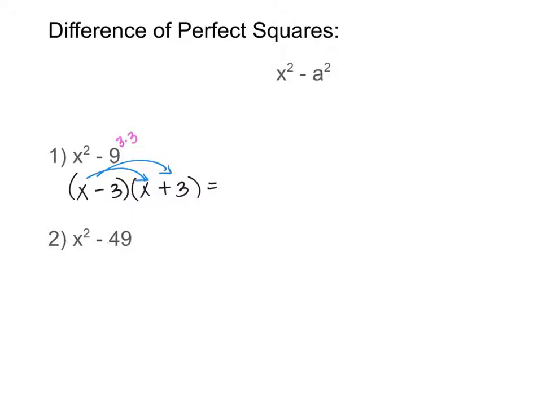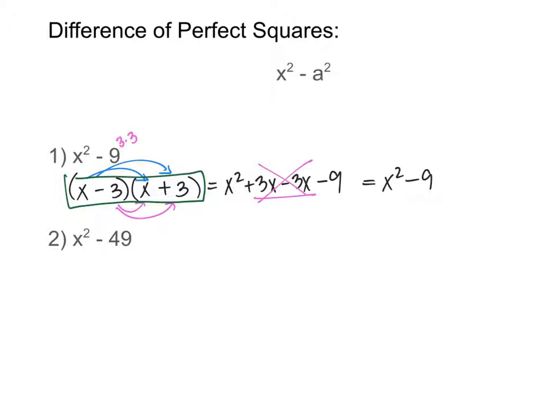So if I FOIL, x times x gives you x squared, x times 3 gives you 3x, and then if I multiply the negative 3, I would get negative 3x minus 9. And it does look like the middle terms cancel. They would subtract, leaving me with x squared minus 9, which tells me that this does factor for this binomial.